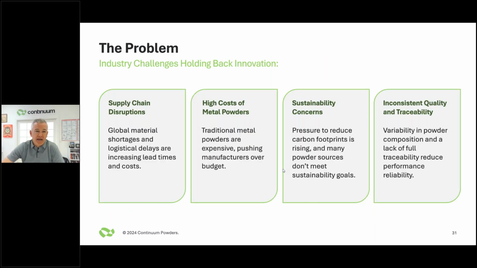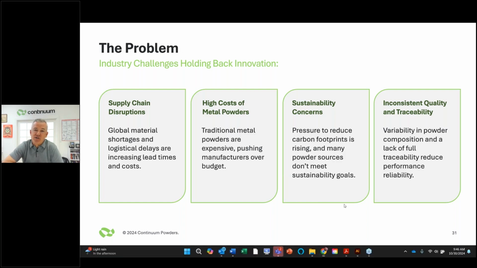There we go. The reason why we exist and why we think there's such a large future is because of the core problems that we're seeing in the industry today. And as an individual who doesn't really have a sustainability background, it was interesting when I started learning more about Continuum, in that I initially said, oh, this is just another sustainability play where people who are more focused on greenhouse gas reduction are trying to promote that cause.